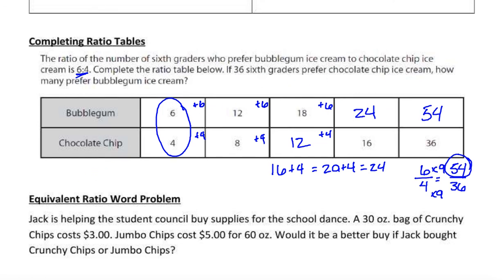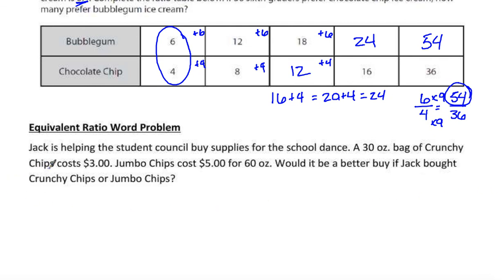All right, the last problem we're going to go over is Jack is helping a student council buy supplies for a school dance. A 30-ounce bag of crunchy chips costs $3. Jumbo chips cost $5 for 60 ounces. Would it be better if Jack bought crunchy chips or jumbo chips? So we're going to make ratios.